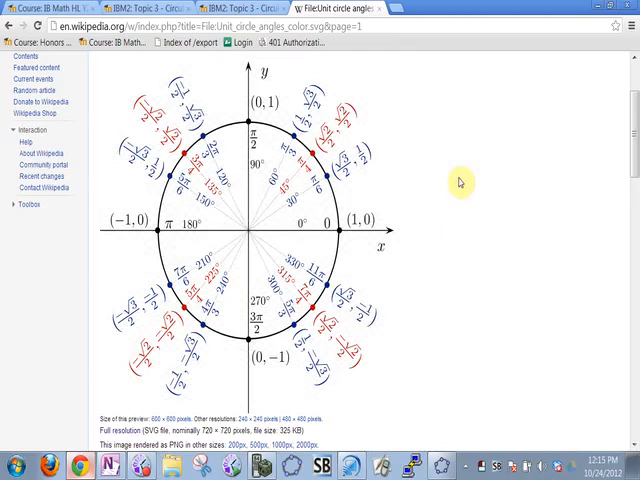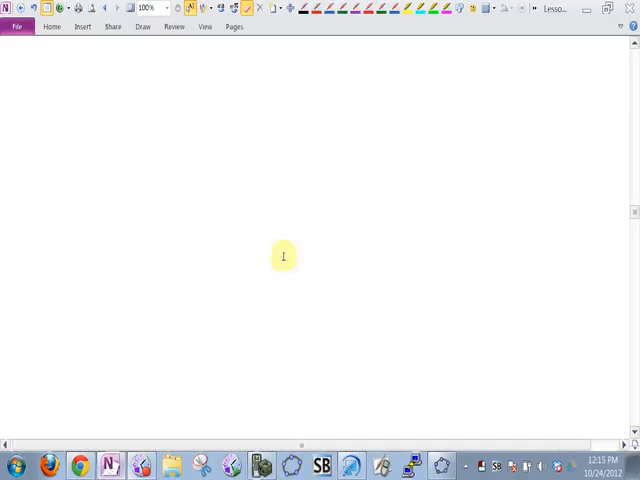So 3 pi halves. So let's just do a couple. How many radians is 60 degrees? Pi thirds, very nice. How many radians is 135 degrees?